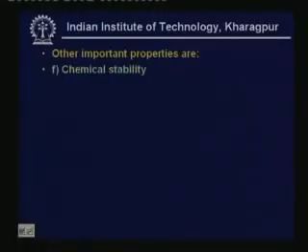Other important properties are chemical stability. As far as possible, the refrigerant used should be chemically stable as long as it is within the system. Once it is released into the atmosphere, even if it breaks down, that is not a problem. In fact, in the aftermath of ozone layer depletion, it is observed that if it breaks down when released into the atmosphere, it is good, because the refrigerant will not go to the stratosphere. But as long as the refrigerant is within the system, it should not break down under any circumstances, even when exposed to higher temperatures, for example in the compressor. That means it should be chemically stable.